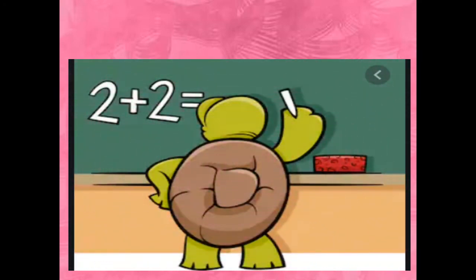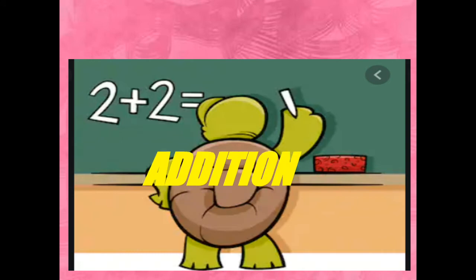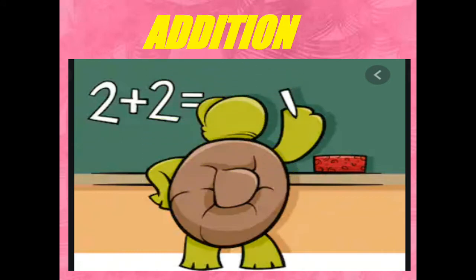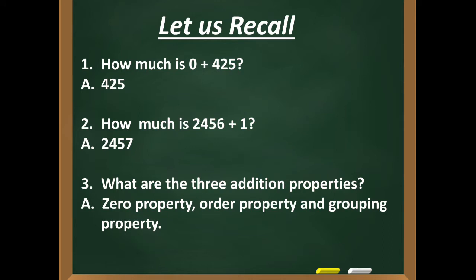In the last session from the chapter addition, we learned the topics addition of 3-digit numbers without carryover and with carryover, addition of 4-digit numbers without carryover and with carryover, and arrange and add. Now let's quickly recall what we have learnt in the last session. The first question is, how much is 0 plus 425? 0 plus any number is the number itself. So the answer is 425.